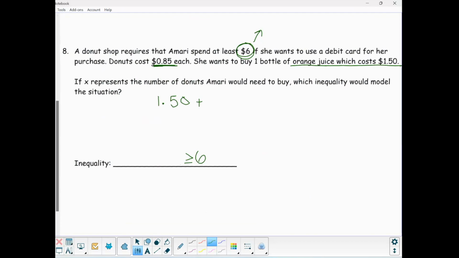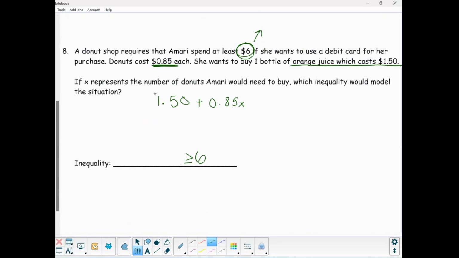We know each donut is 85 cents. But we have no idea how many donuts. So if she decides to buy 1 donut, it's just going to be 85 cents. If she buys 2 donuts, it's going to be 85 times 2. If she buys 3 donuts, it's going to be 85 times 3, which is 85 plus 85 plus 85 cents. So remember, addition is repeated multiplication. That's why we're going to attach the X to it, because no matter how many donuts she buys, each one is going to be 85 cents. So you'll always have to times it by 0.85.